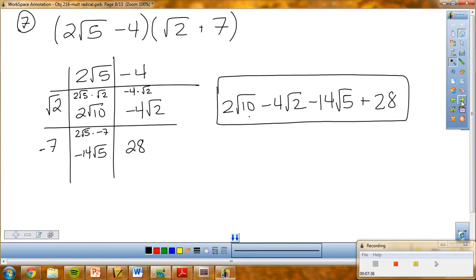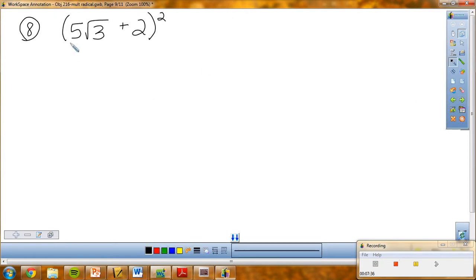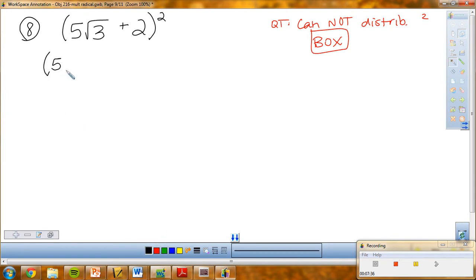One last example is another version of a binomial times a binomial. We have to remember, a quick tip, a common error is that you cannot distribute that little exponent 2. That's not how this works. This is a box method problem. So we need to rewrite this as 5 the square root of 3 plus 2 times 5 the square root of 3 plus 2.